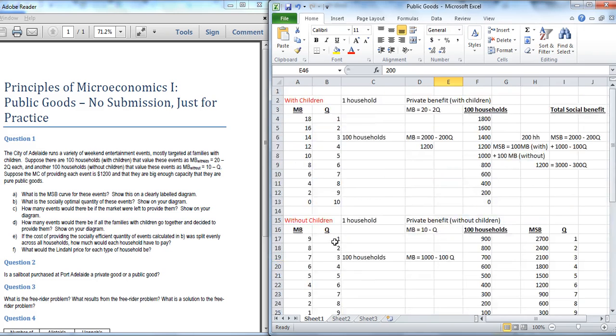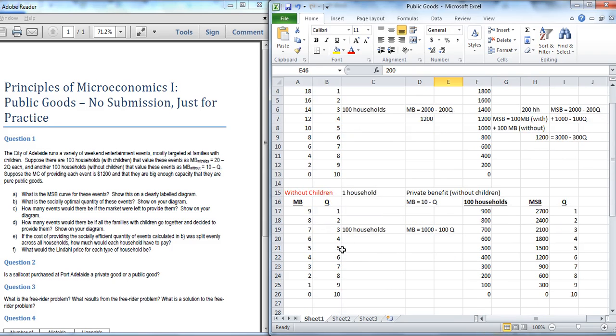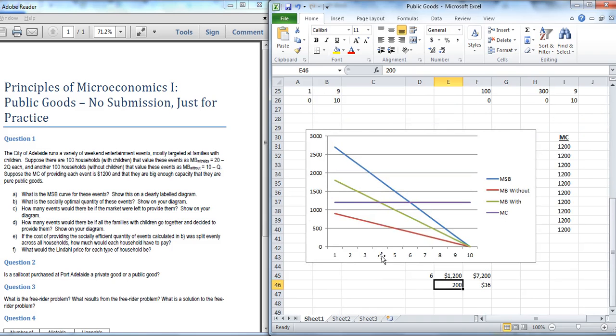And if you add that together, remembering that there's 6 events, so if you have 100 households paying $8 for 6 events, and if you have 100 households paying $4 for 6 events, you're going to get the total cost of the event. So that might be a way that you can check that you've got the right answer.